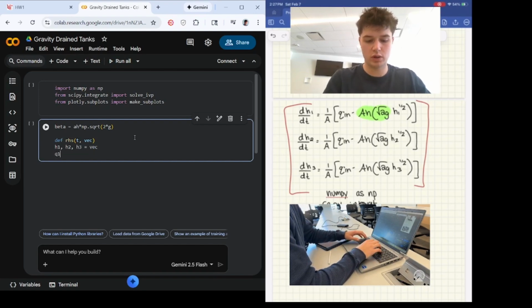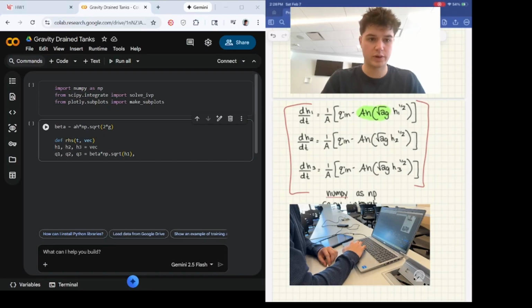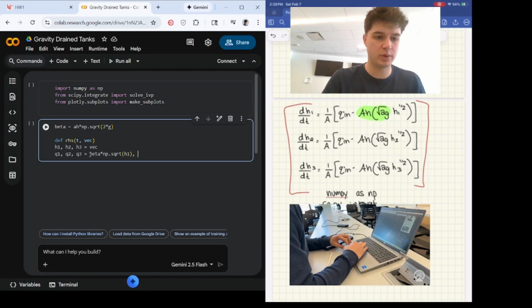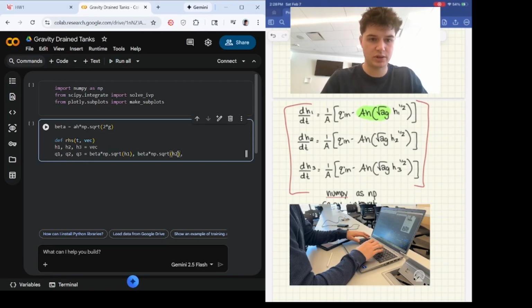And then we also have Q1, Q2, and Q3. Now these are going to be equal to that beta we have above, but we are going to multiply that by NP square root of H1. And then we will do this for H1, H2, and H3. So we will copy this, paste it. This will change to H2. This will be H3.